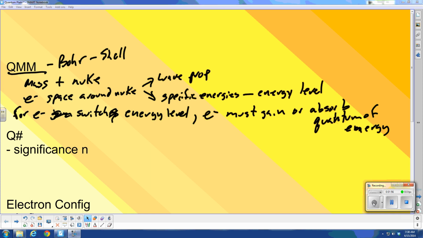And when the electron absorbs the energy, it jumps to a higher energy level. When the electron emits energy, it drops to a lower level, right? So the energy is emitted. And we remember that from our lab with the atomic energy spectra, right? The AES. Good.